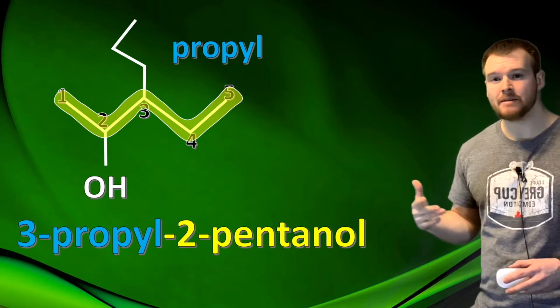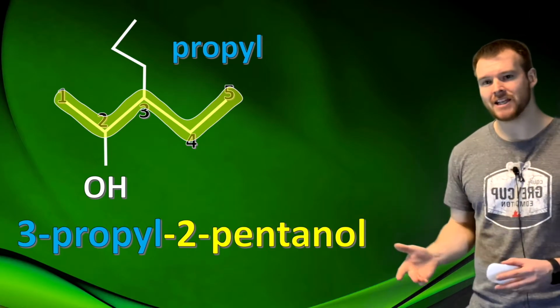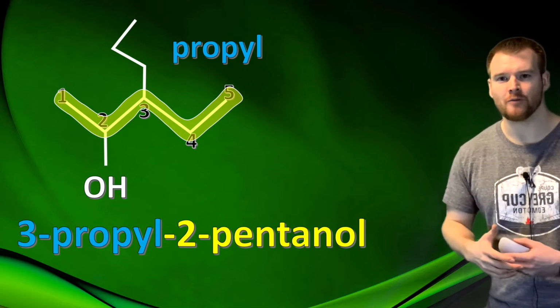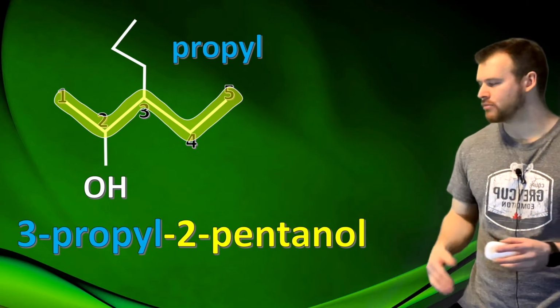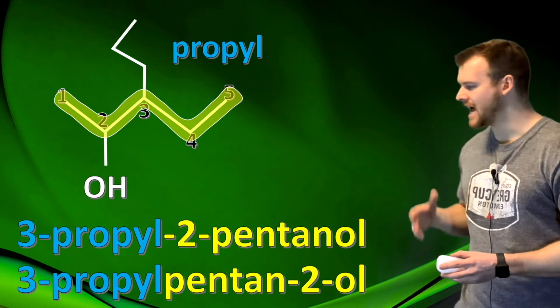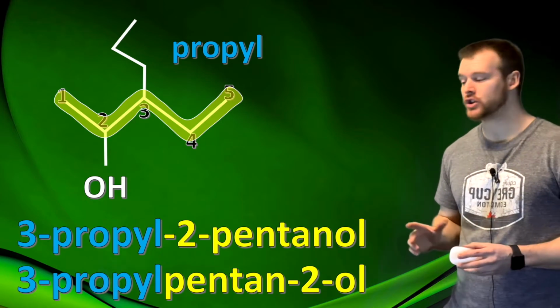So that would become 3-propyl-2-pentanol. Okay, that's our name for that chemical. Again, some practice questions or textbooks may show it as this, with 3-propylpentan-2-ol.